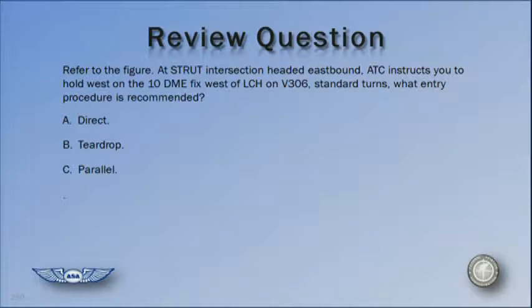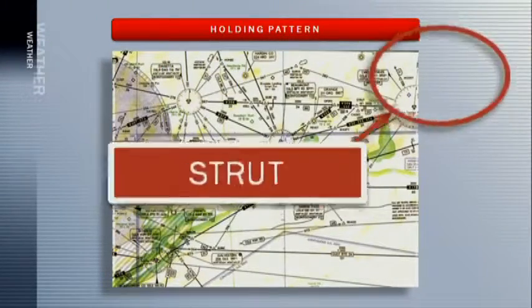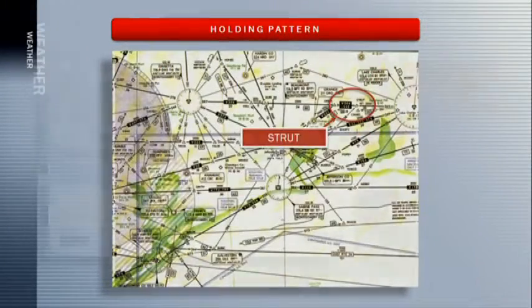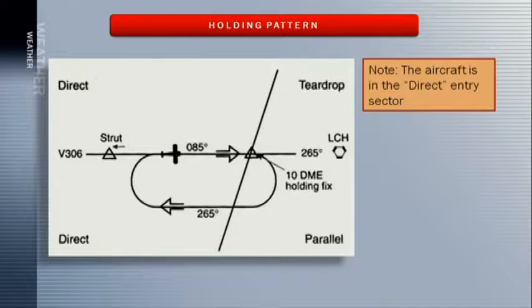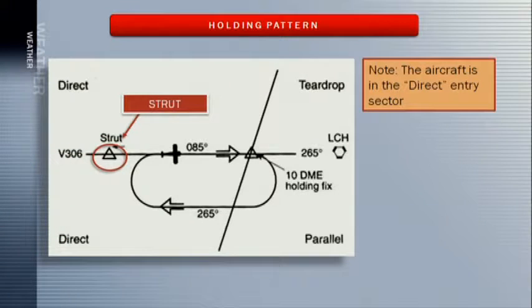At Strut intersection headed eastbound, ATC instructs you to hold west on the 10 DME fix west of LCH on Victor 306. Standard turns. What entry procedure is recommended? Which of these three? Well, we look at our figure. We find the strut. Okay, we go to this figure. We note that the aircraft is in the direct entry sector, flying on Victor 306.